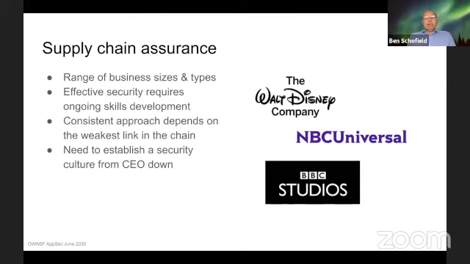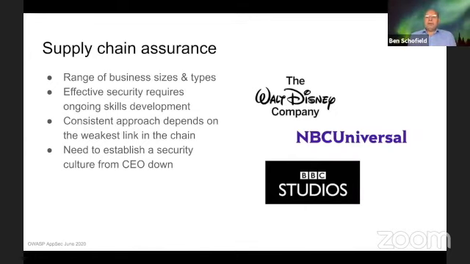When you look at the supply chain, it's very varied. So you've got, in the Walt Disney Company, something like 3,000 different vendors. NBCU would be probably 1,600 vendors. BBC Studios, maybe 500-600 vendors. And you are dependent on the weakest link in that supply chain.